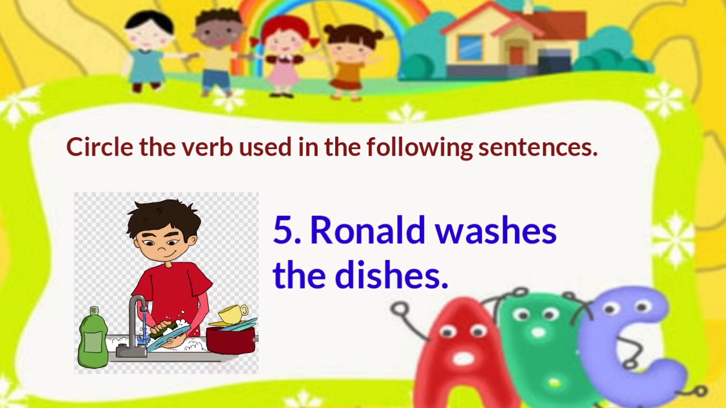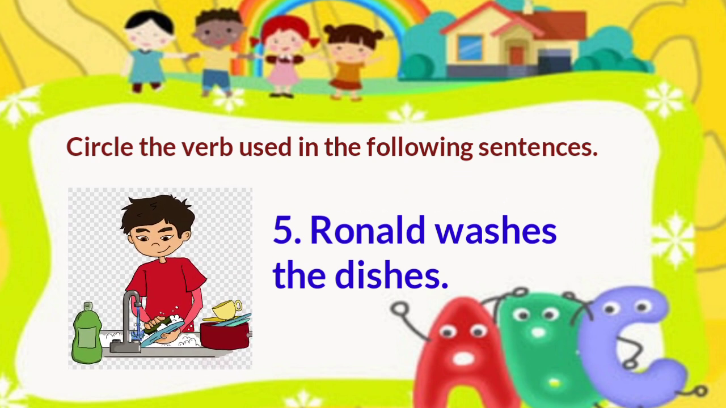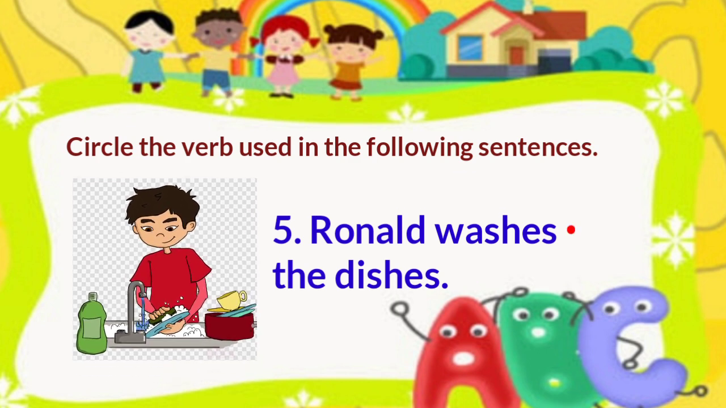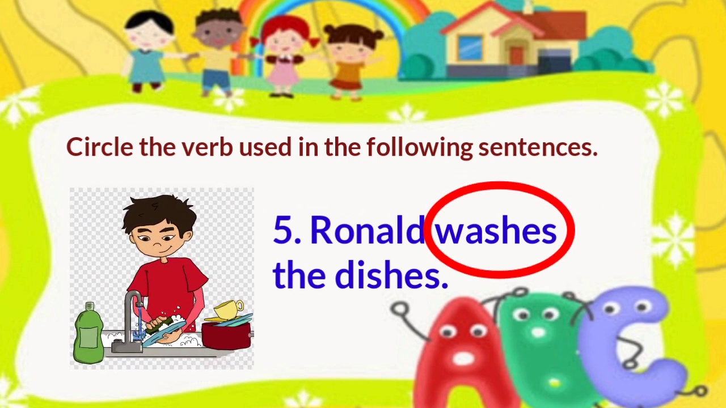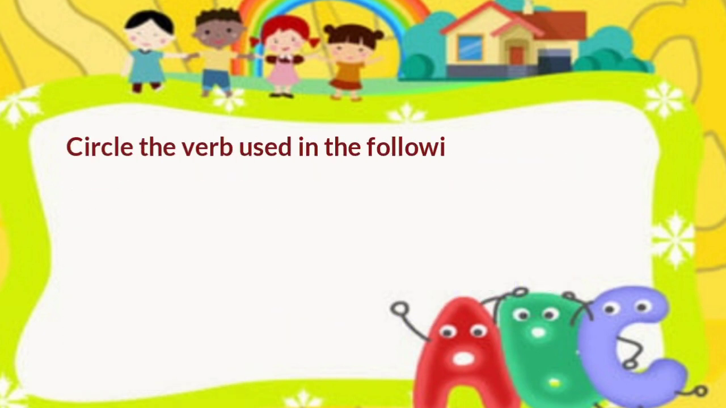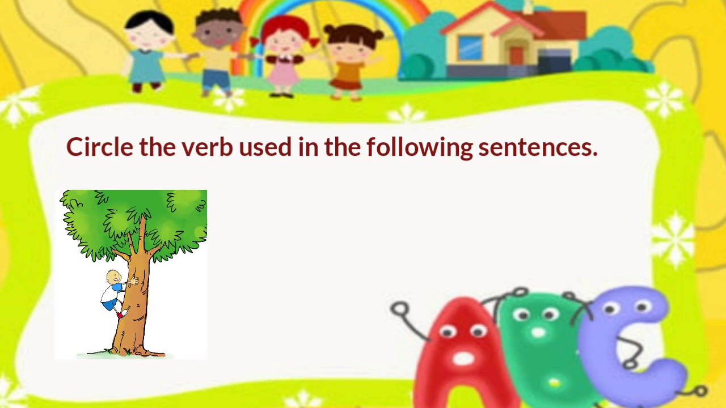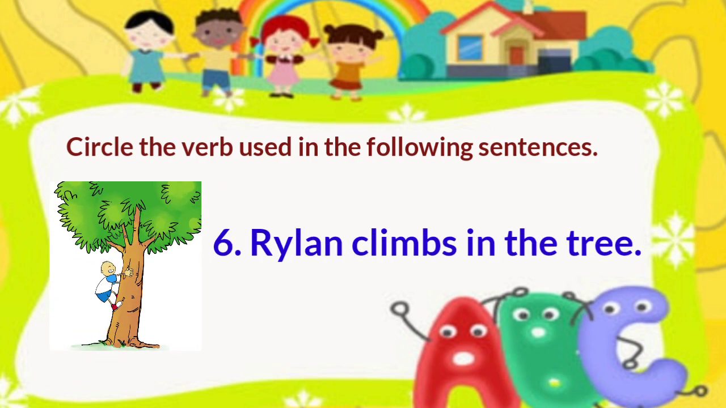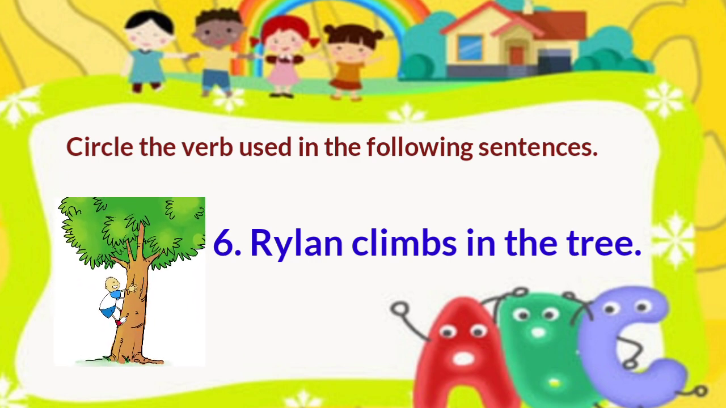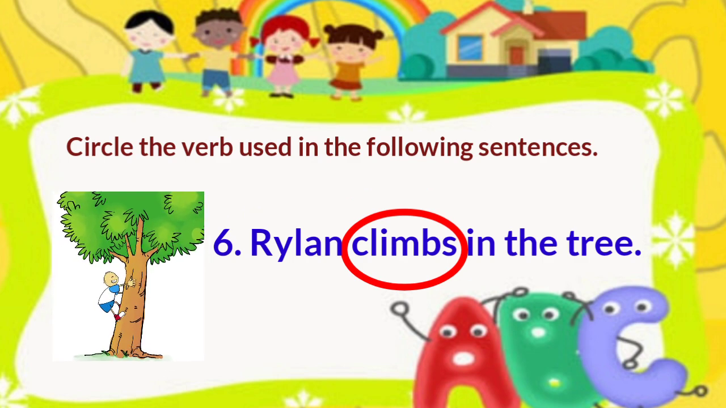Number 5. Ronald washes the dishes. Washes. You are correct. Rylan climbs in the tree. Climbs. You are correct.